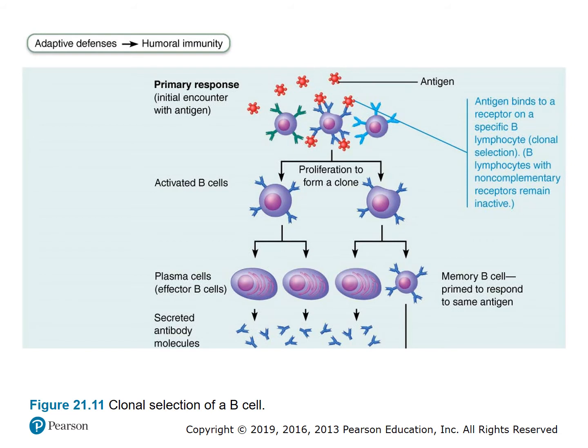So here the primary response is that initial encounter with the antigen. And only one of those specific lymphocytes is going to proliferate to form a clone. So the activated B cells are going to differentiate into plasma cells and memory B cells. And the plasma cells are the effector B cells because they are the ones that are responsible for secreting the antibody molecules. The memory B cell is primed to respond to the same antigen upon second exposure.